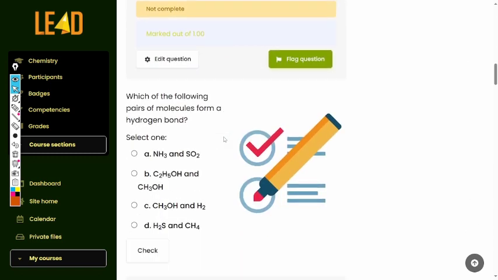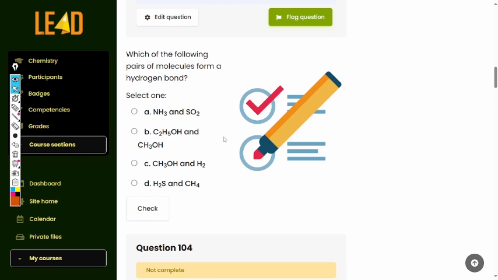103. Which of the following pairs of molecules form a hydrogen bond? Okay, so a hydrogen bond is formed between the partial positive hydrogen atom from one molecule and the partial negative electronegative element from another molecule. So an example would be oxygen, nitrogen, or fluorine. In this first one here, although we have nitrogen from one compound and oxygen from the other compound, the oxygen bonded to sulfur here is not partially negative because the covalent bond here is not polar. So because it doesn't have a charge, it cannot be attracted to the nitrogen in ammonia here.